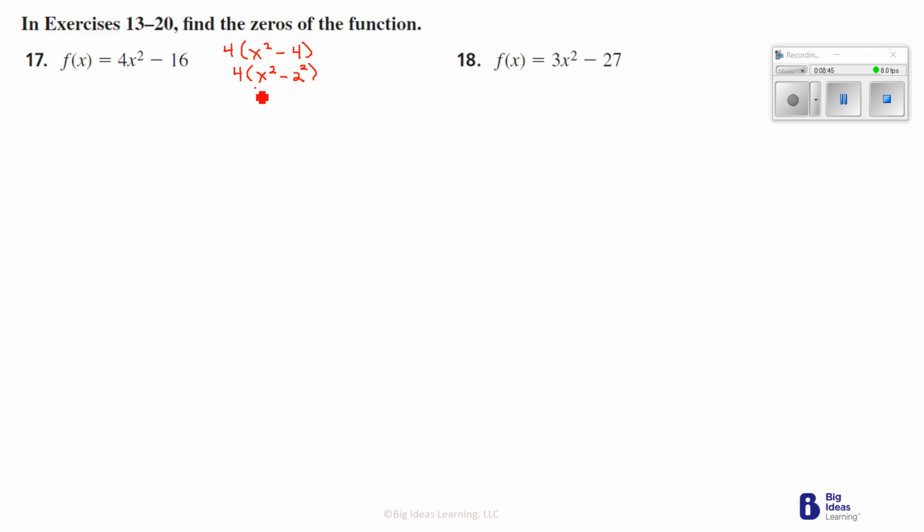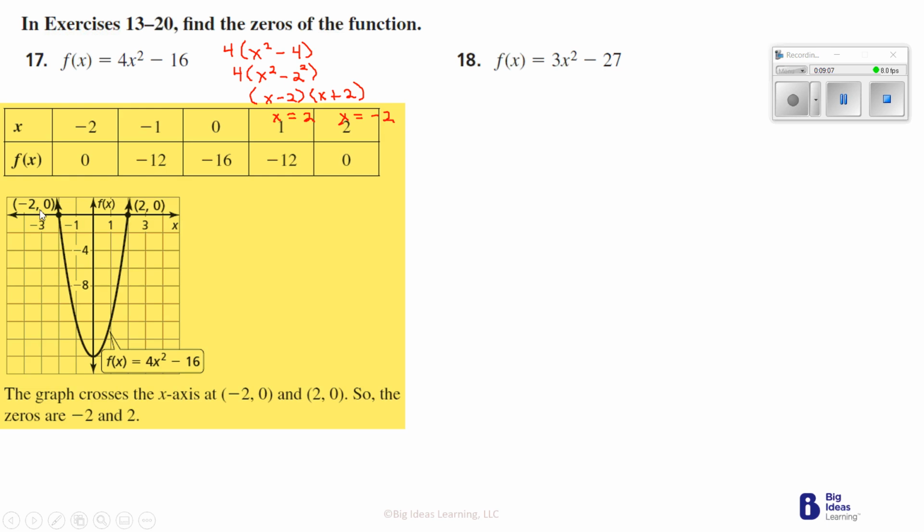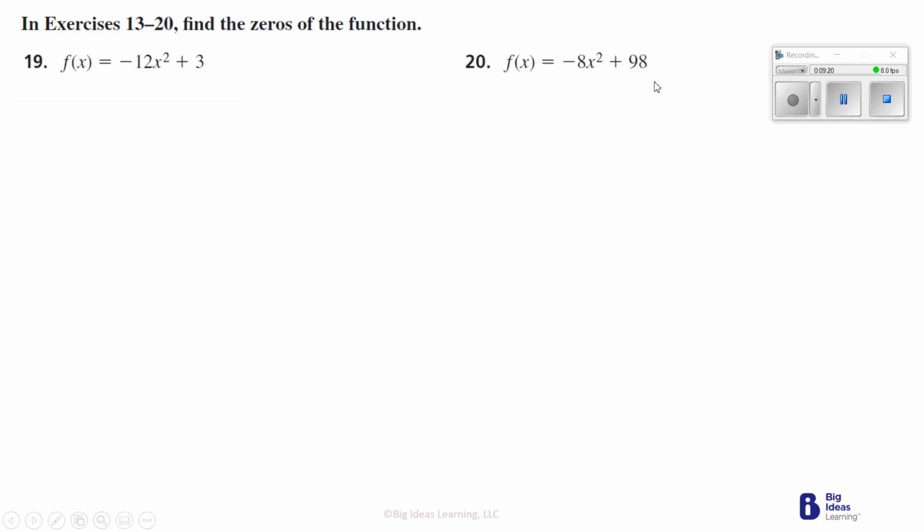And then this is going to become x minus 2, x plus 2, which means x is going to equal 2, and x is going to equal negative 2. And there it is, negative 2 and 2. Okay? You can use the table if you want, or you can use the skills that you learned from chapter 7 to solve this. Doesn't matter. Number 18 is yours to do.